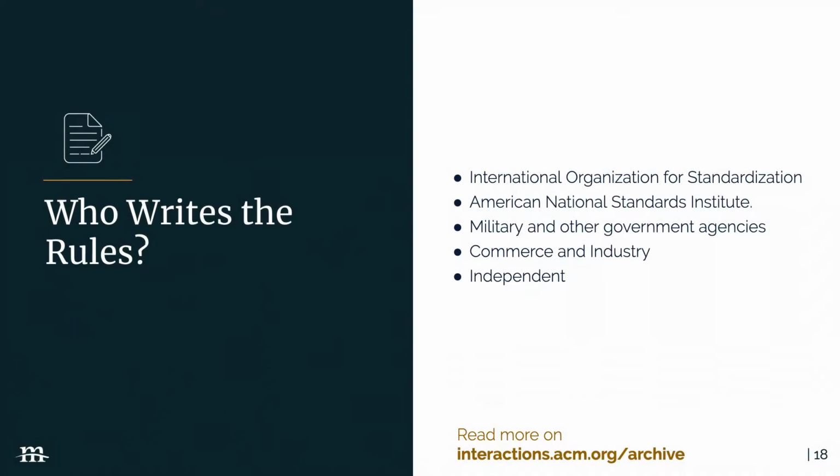Who writes the rules? A lot of people from organizations around the world help us develop these standards. They come in a range of categories. There's the International Organization for Standardization, there are national standards, such as the American National Standards Institute, and there are other countries such as Great Britain, Italy, and Holland who are actively working on usability standards. Military and other government agencies like the DoD and NASA have their own usability standards. Commerce and industry, like Macintosh and Windows, have their own guidelines. And independent agencies like ISO and ANSI set standards for computer products.